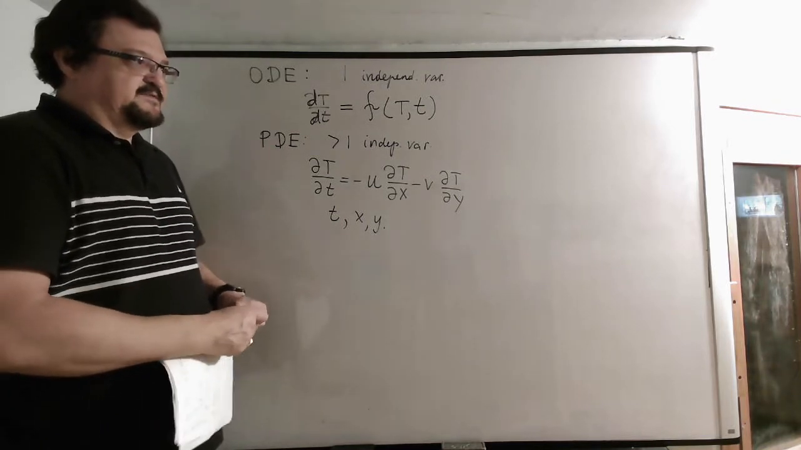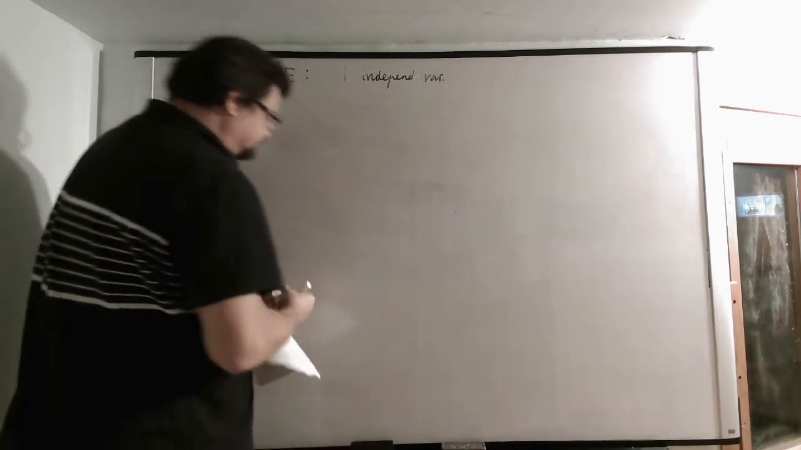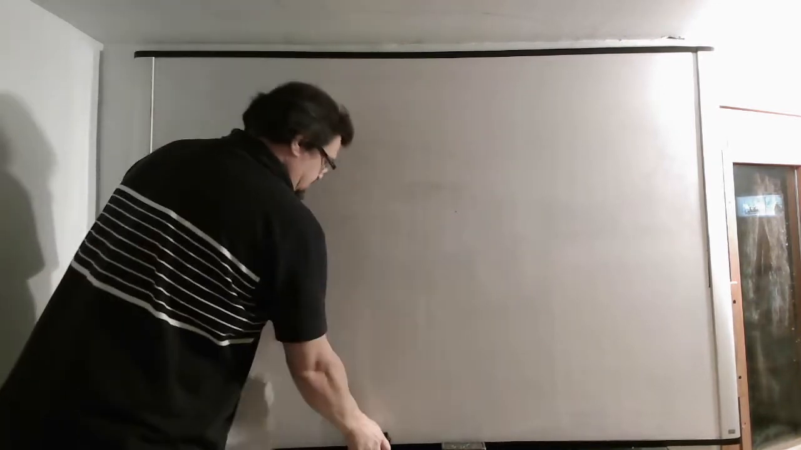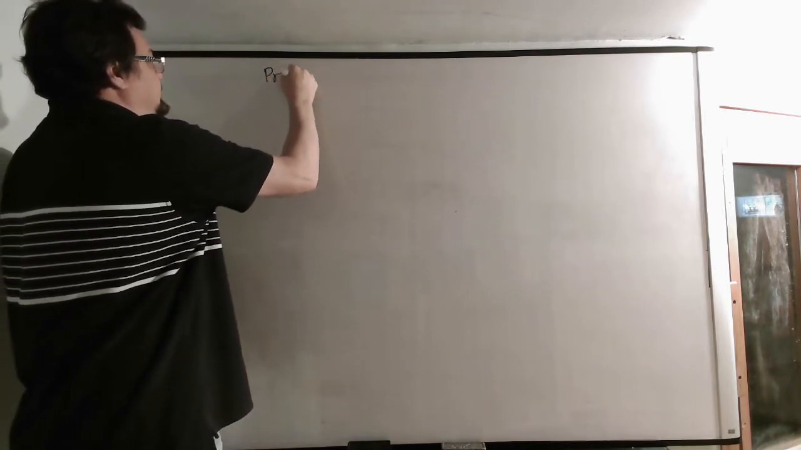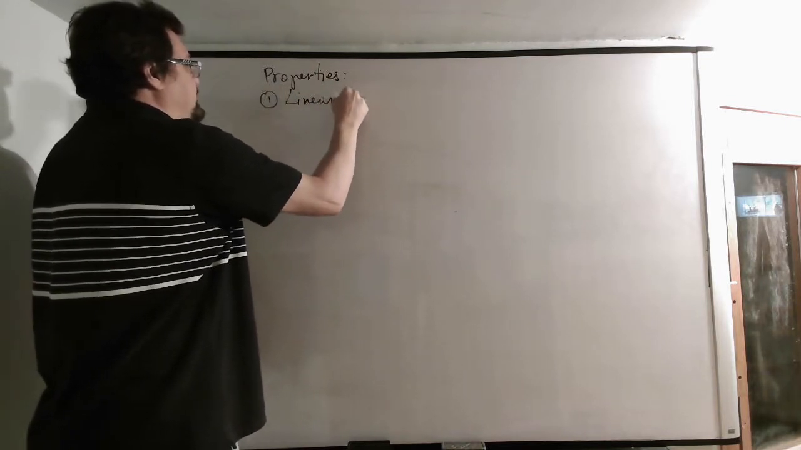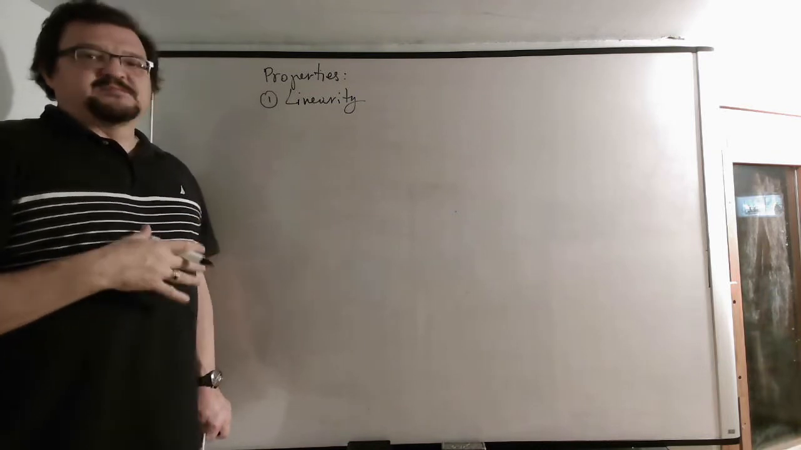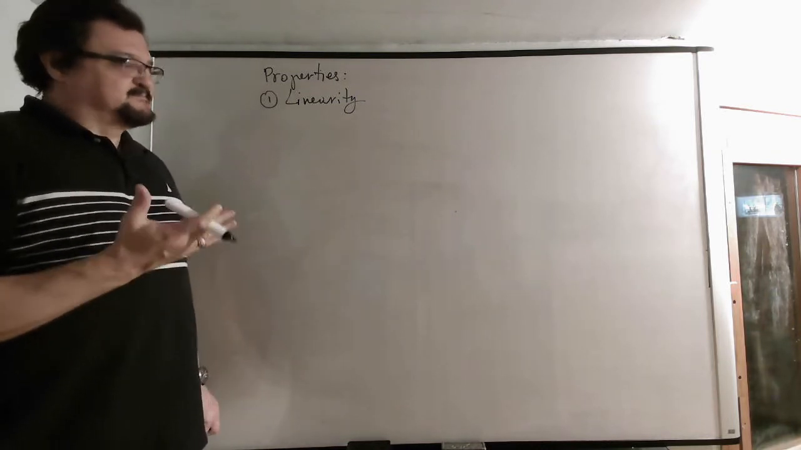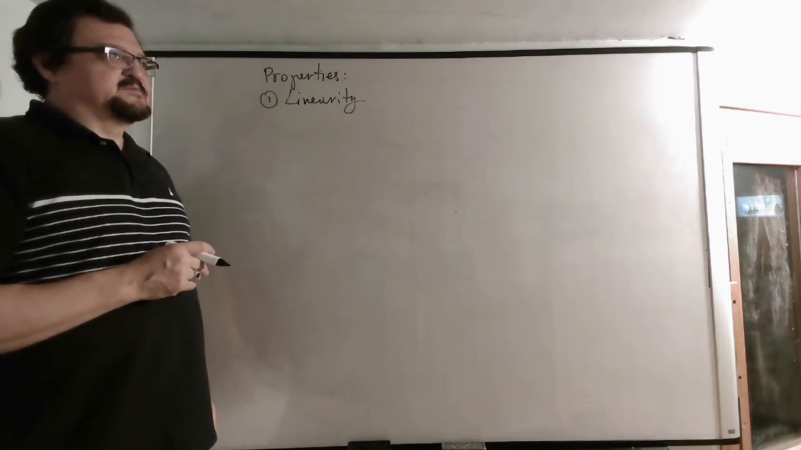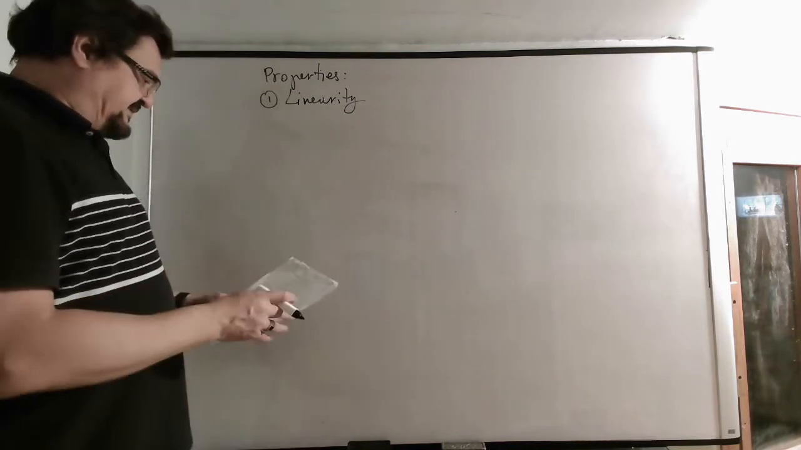Differential equations have various properties. First is linearity. This is an important property: whether or not the equation is linear. Linear equations, many or most of them, can be solved analytically. But nonlinear equations are generally very difficult to solve, almost impossible. Maybe in a few cases you can solve them analytically. So that's an important property. What is linearity?